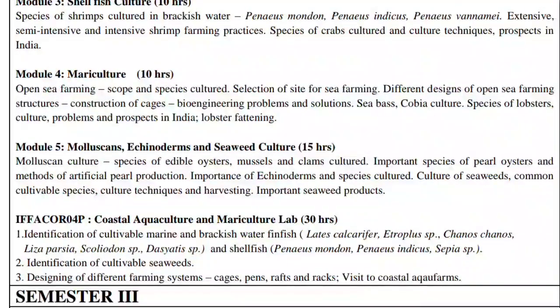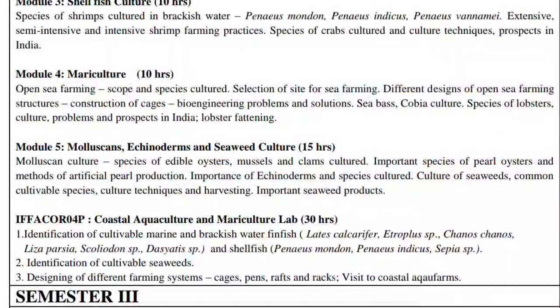Coastal aquaculture and mariculture lab: identification of cultivable marine and brackish water finfish, identification of cultivable seaweeds and designing of different farming systems, cage, pen, raft and racks, visit to a culture coastal aqua farm.